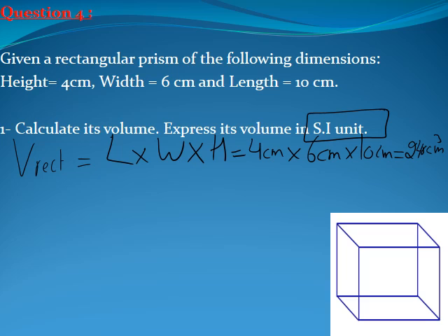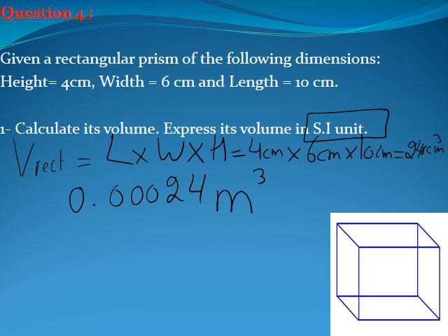SI unit is what? Meter cube. So we have to divide by 10 to the power 6. It will be 0.00024 meter cube. The first move removes the 0, then we have 5 digits after the decimal point.